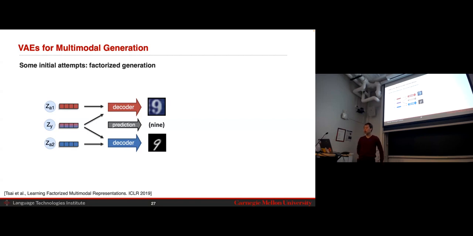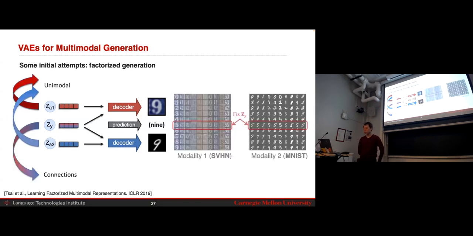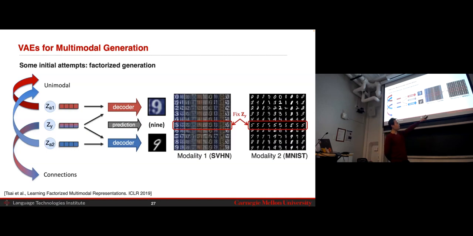And that allows you to do much more freeform generation. Right. By fixing, for example, the common latent variable, you can change the other two, and you can sample from them. You get a bunch of samples with the same digit but different styles. Likewise, you can fix one latent variable corresponding to the unique style in the first modality and sample different digits from it, 0 through 9. And likewise, fix the style in the second modality and sample different digits from it. So those are both based on factorized VAEs.